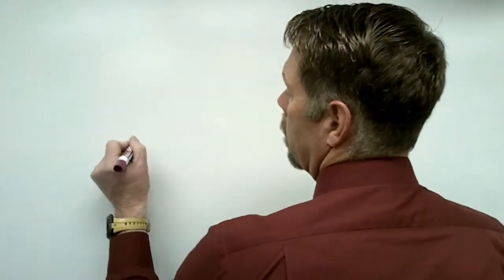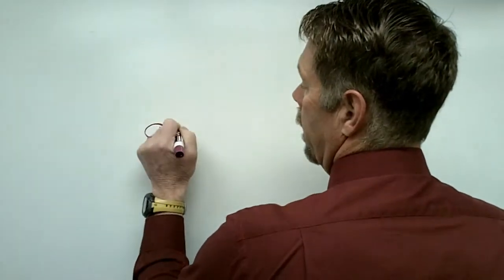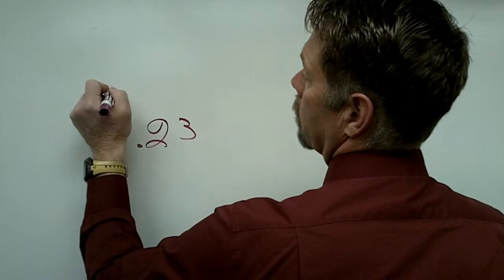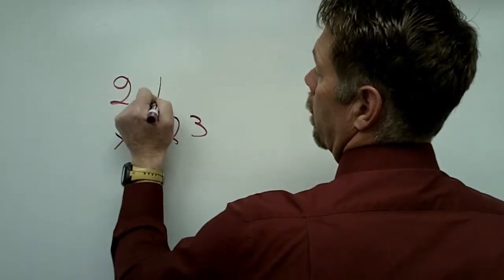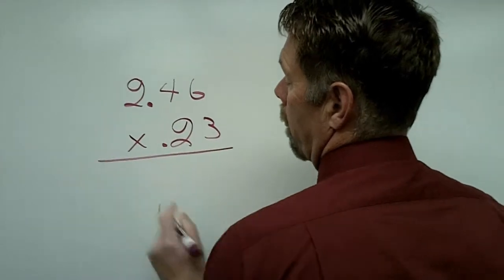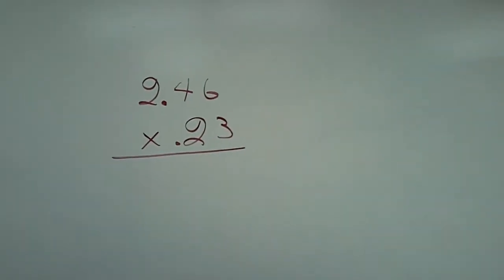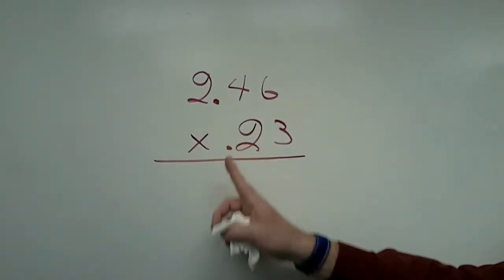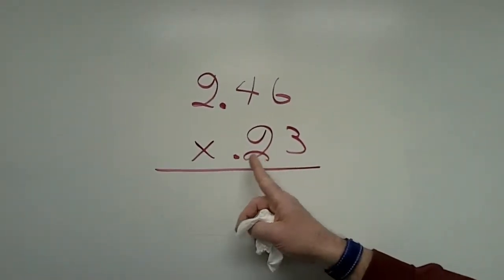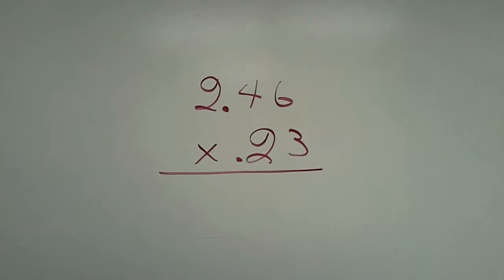Let's talk today about multiplication of decimals. We'll take 0.23 times 2.46. Okay. Now, how we do the decimals is a little different. We don't just drop the decimal point down. We have to account for the decimals in both the numbers.